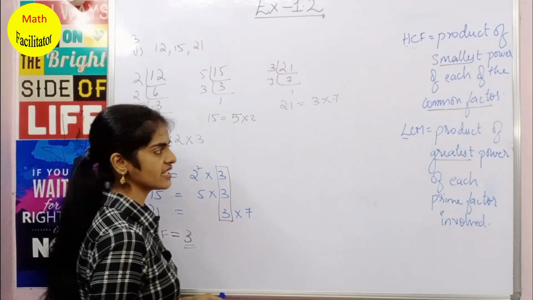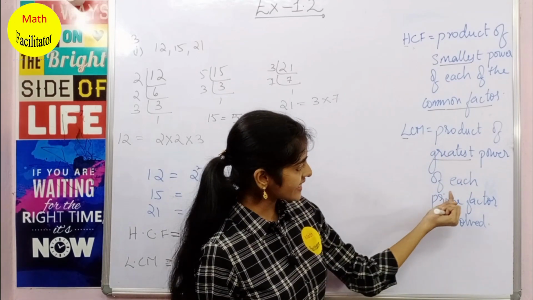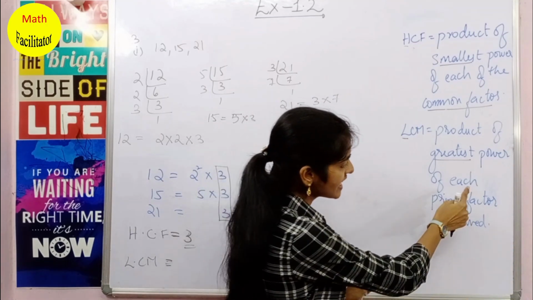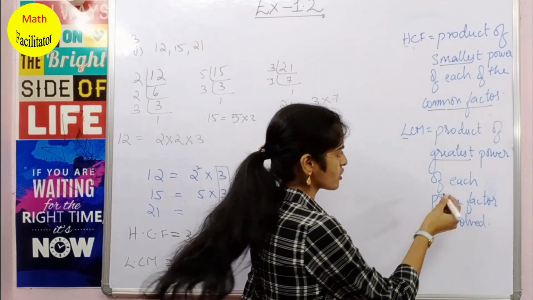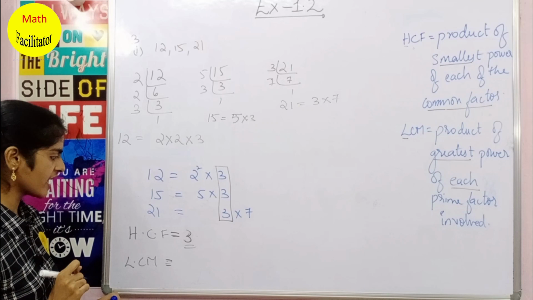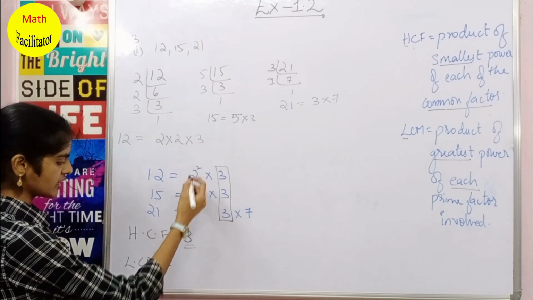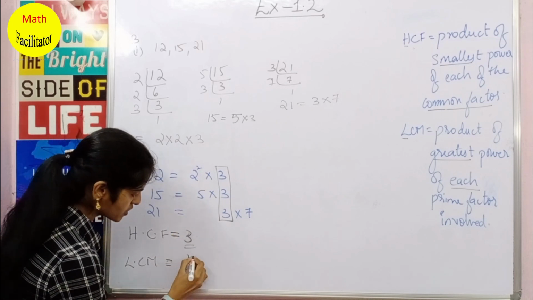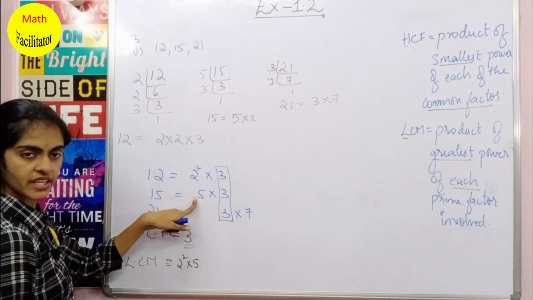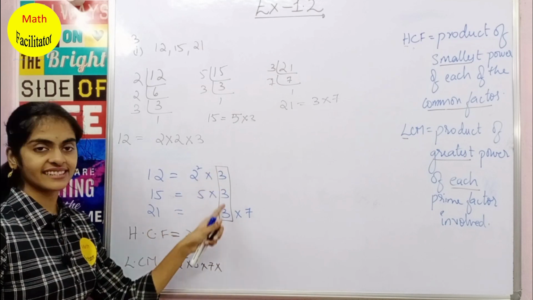Now for LCM, see the difference. For LCM you will take the greatest power, well and good, but you will take each prime factor. I am not talking about the common factor, I am talking about each prime factor involved. The word each prime factor involved is important, that means I'll consider all the factors. Here you have 2 square, so you will take 2 square. Then you have 5 as one of the factors, you will take 5. You have 7 as one of the factors, you will take 7. Now there is a common factor 3.